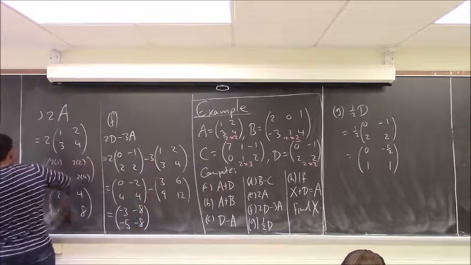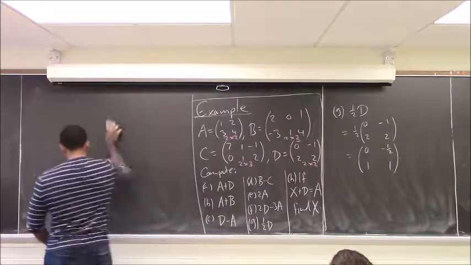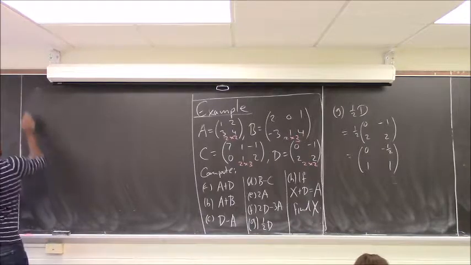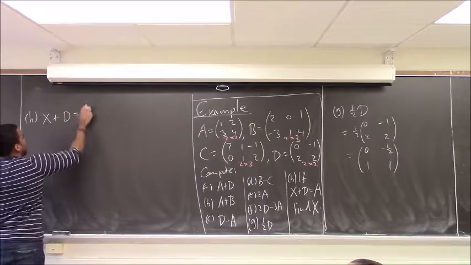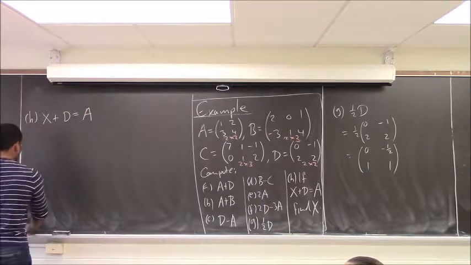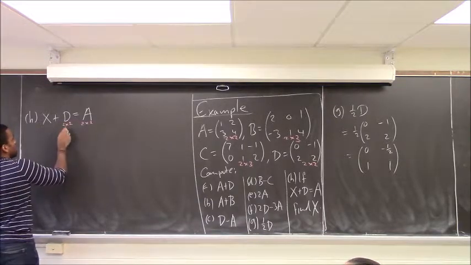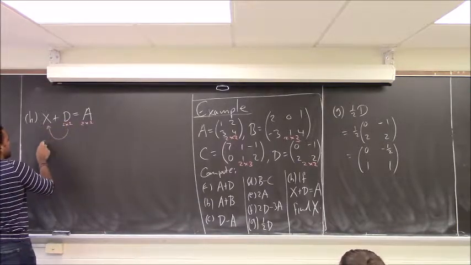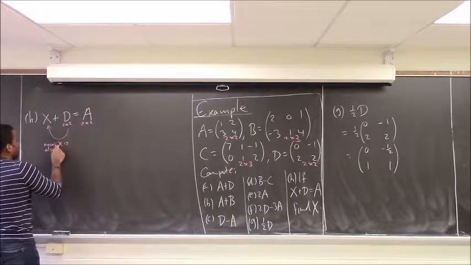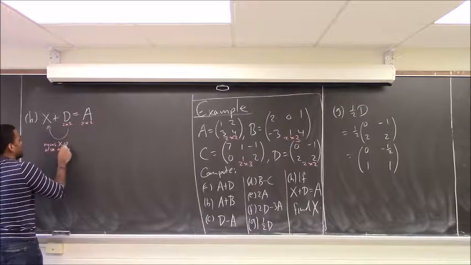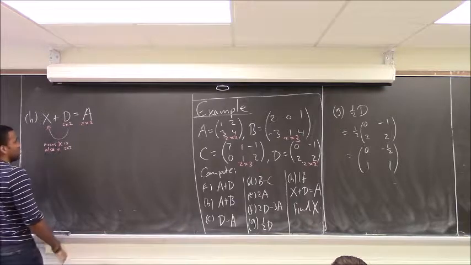Look at H. Here I know that x plus d equals a. Now I know that a is a 2 by 2. I know that d is a 2 by 2. So this means x is also 2 by 2, because otherwise me writing down this statement wouldn't make any sense. So I know it's a 2 by 2.